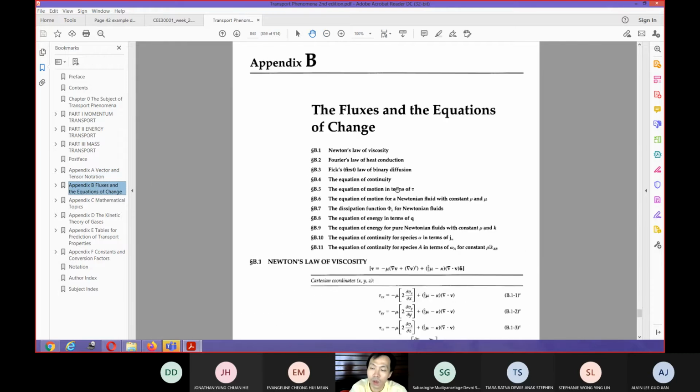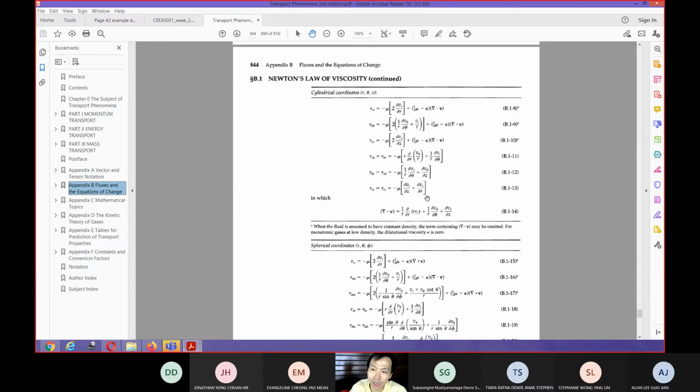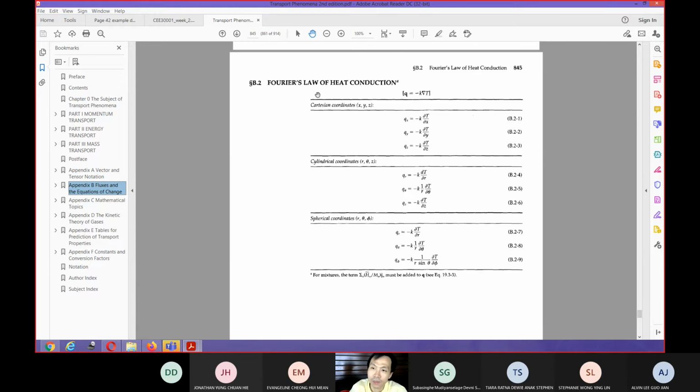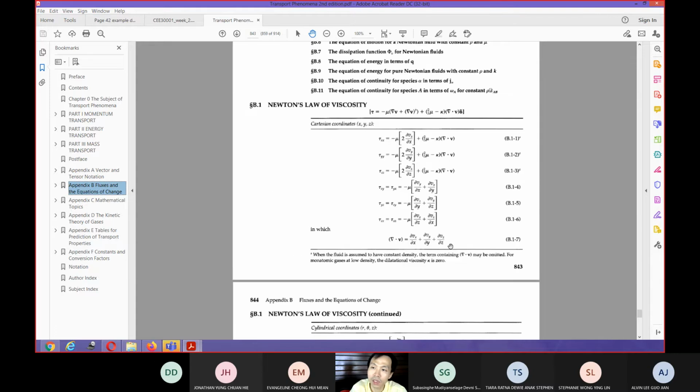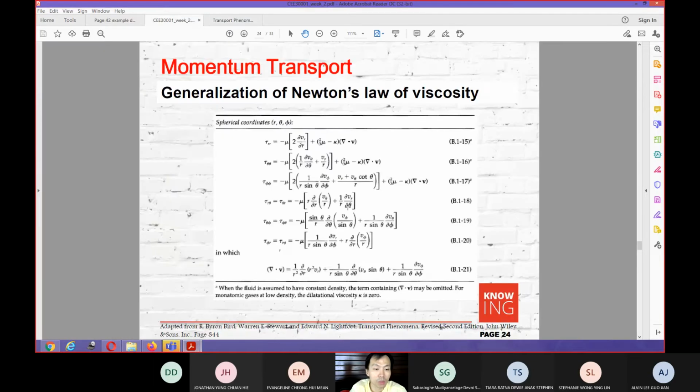In most cases, in the basic transport phenomena we are doing, we will deal with appendix B, Newton's law of viscosity. You can see that I just copied and pasted this table into my slides, and this one is for the cylindrical coordinates and this is for the spherical coordinates. We have the same for Fourier's law of heat conduction, but it's much more simplified because these are not tensor quantities. These are just vector quantities. So that's what I'm saying, that momentum transport will be a bit more challenging, but if you can deal with momentum transport, then heat transport should be easy for you.